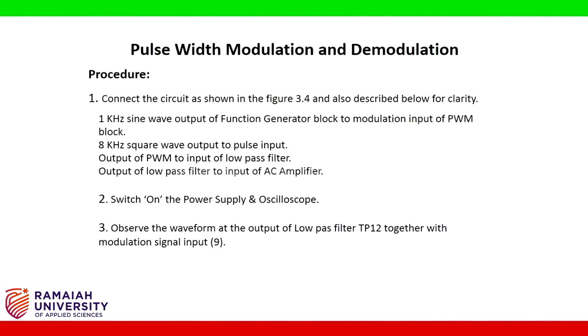1 kHz sine wave output of function generator block to modulation input of PWM block. 8 kHz square wave output to pulse input. Output of PWM to input of low pass filter. Output of low pass filter to input of AC amplifier. Switch on the power supply and oscilloscope. Observe the waveform at the output of low pass filter TP12 together with modulation signal input TP9.